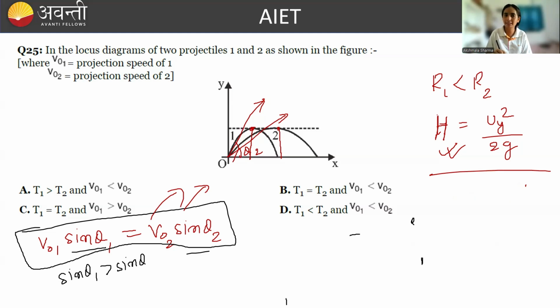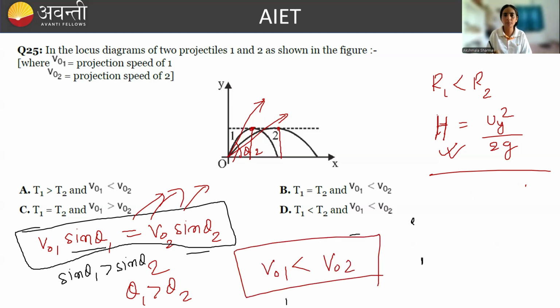Sin theta 1 is greater than sin theta 2 because theta 1 is greater than theta 2. Done. So for this to be equal, V01 has to be less than V02. So our correct answer will be what? Time of flight is going to be equal because time of flight only depends on what? It only depends on the uy component. So the uy component is the same for both because the height is the same.